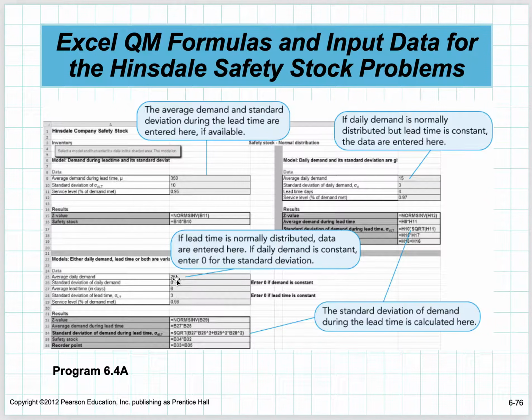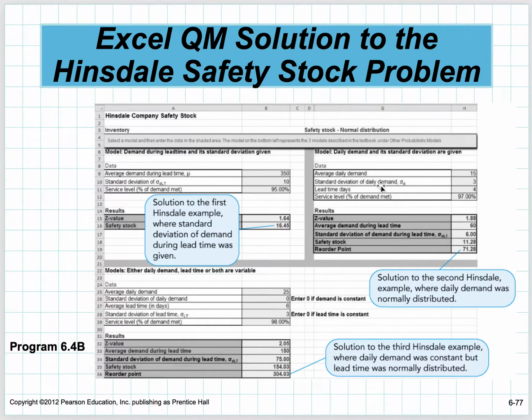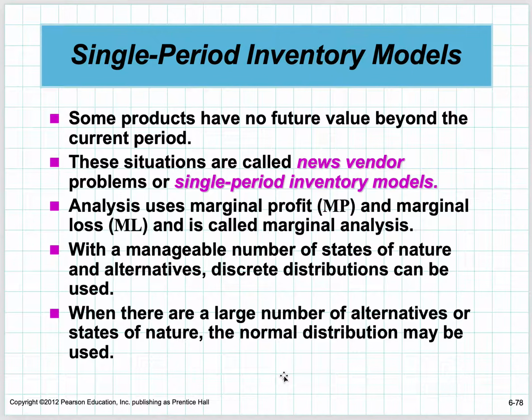So here, it will calculate all this stuff and spit out your answers for you. The result gives you the Z value, gives you the average demand during lead time, standard deviation during lead time, and it gives you the safety stock and the reorder point. So you can do that.